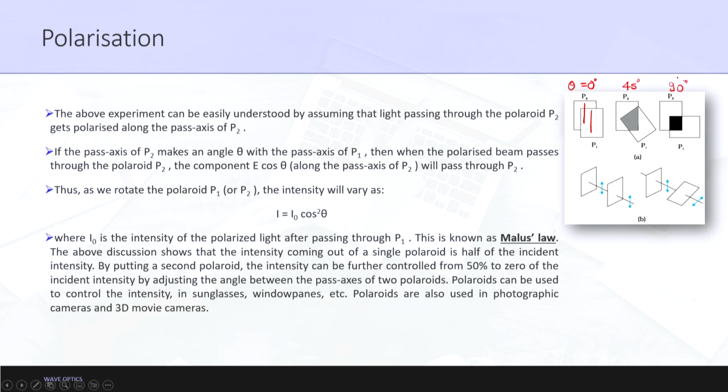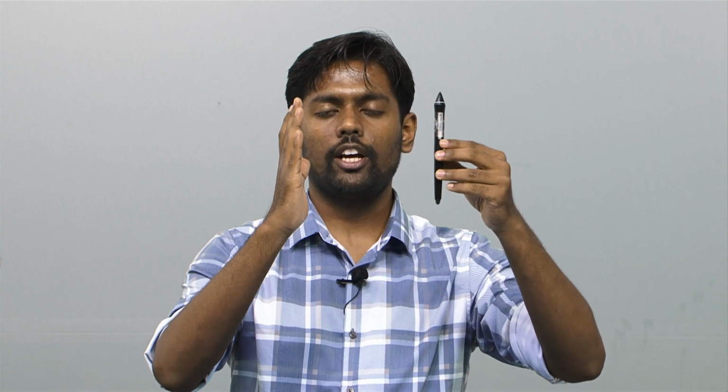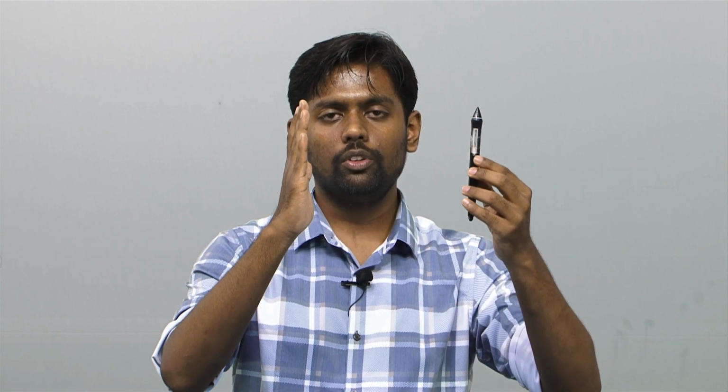So now let me first read and then I will try to explain. The above experiment can be easily understood by assuming that light passing through the Polaroid P2 gets polarized along the pass axis of P2. Quite evident that anything which is passing through Polaroid P2 will get polarized. How it will polarize depends on the pass axis of P2. So if for any scenario we are trying to find out the value of polarization, let us suppose it is always a z polarized wave.